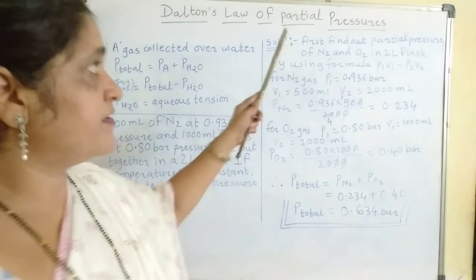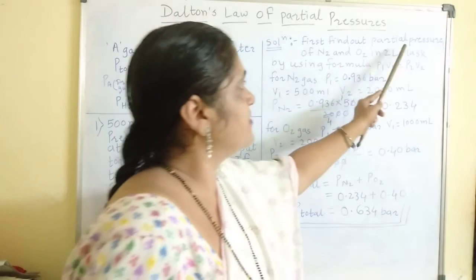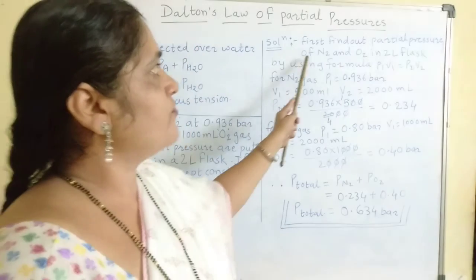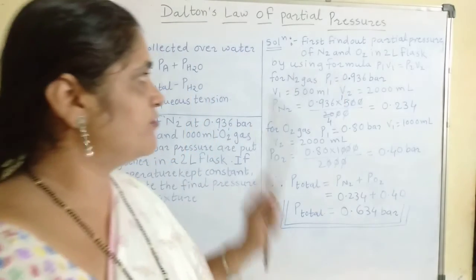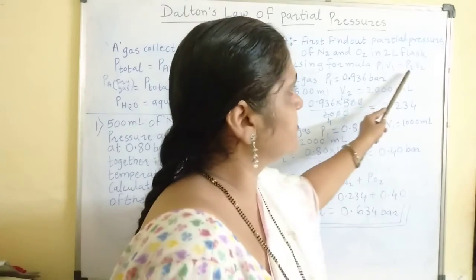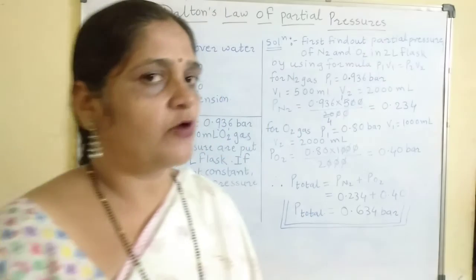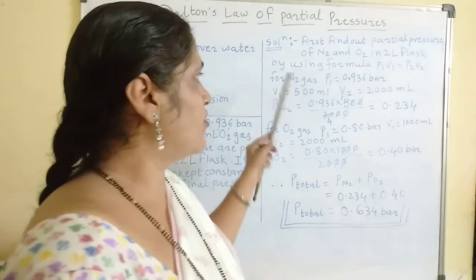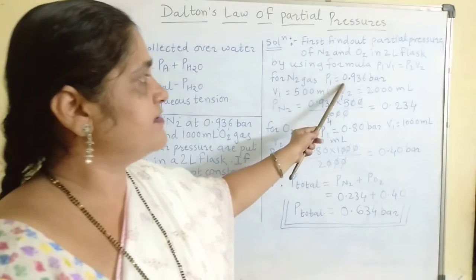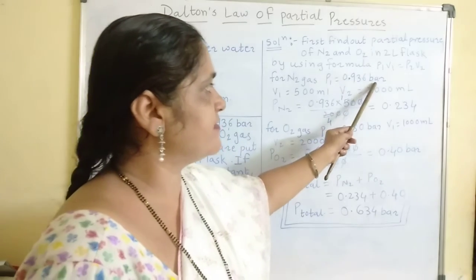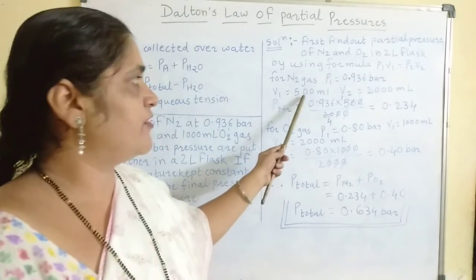Now first we will find the partial pressure of nitrogen and oxygen in the 2 liter flask. For that purpose we are going to use the formula P1V1 is equal to P2V2. This is Boyle's law, right? Now for nitrogen gas, P1, that is the initial pressure when it is filled, is 0.936 bar and V1 is 500 ml.